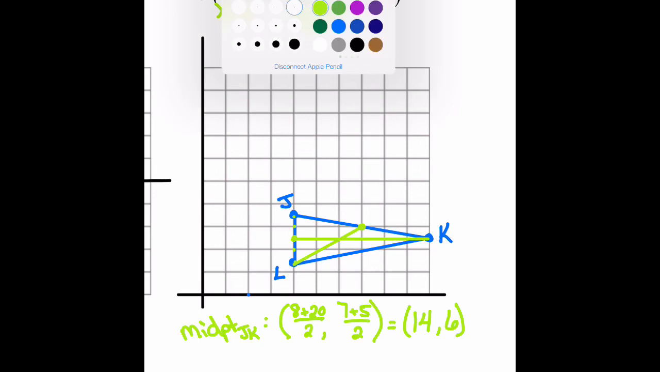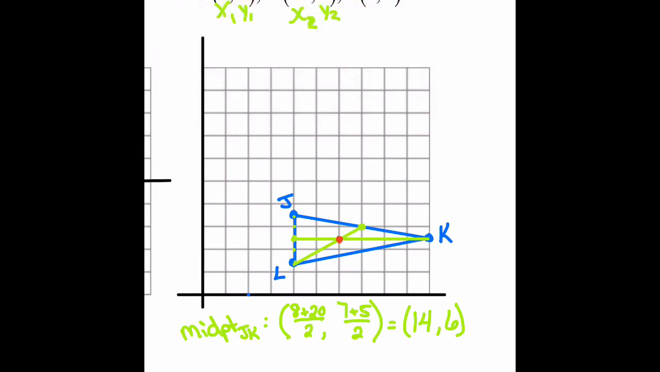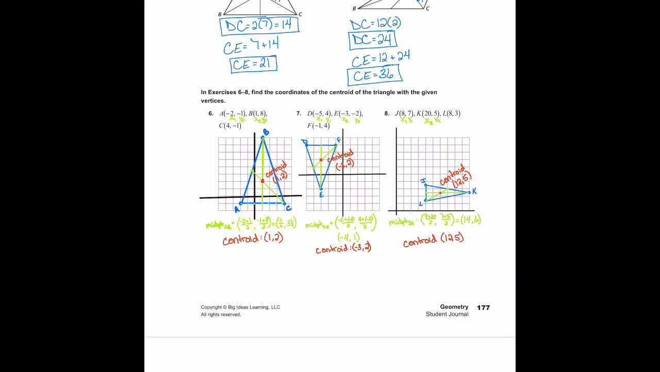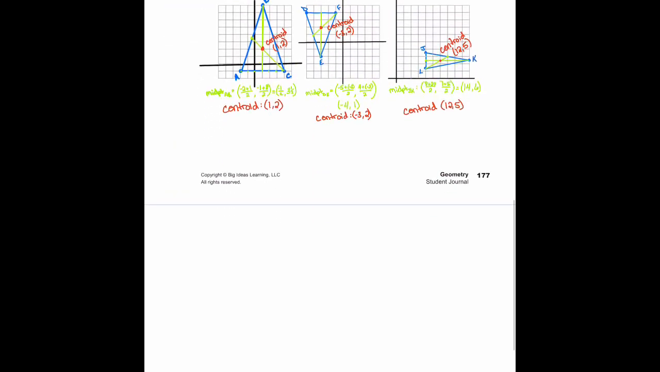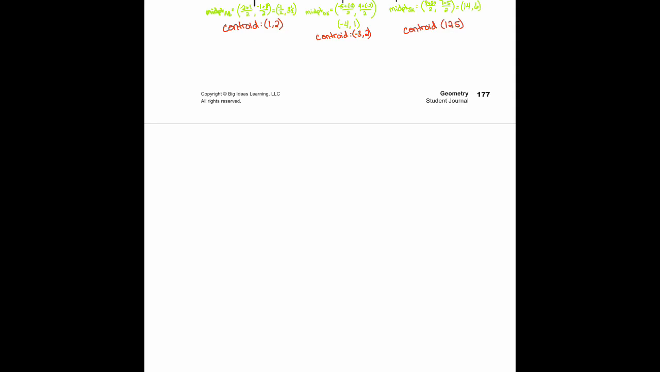And I see my centroid forming. My centroid is right here, and that's at positive 12, positive 5. So I have a centroid at 12, 5. Okay, so that is all you need to know about centroids. Quickly, if you could grab an extra piece of paper, I just want to create one small chart for you guys to maybe clarify a few things.